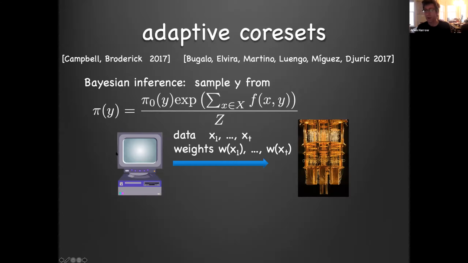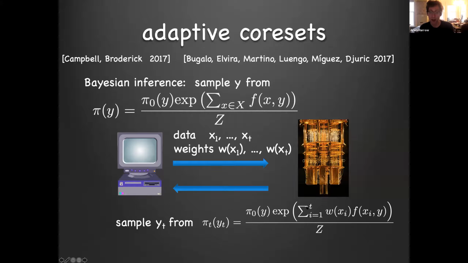One fairly general way of using a quantum computer to get an adaptive core set is that the classical computer in round t sends a coreset of size t to the quantum computer. Think of t as pretty small, way smaller than the full data set. The quantum computer samples from the posterior distribution corresponding to this coreset. So it's not from the true distribution. The quantum computer doesn't have time to look at all of the data. It just has time to look at this small coreset, and it can sample from the posterior here.